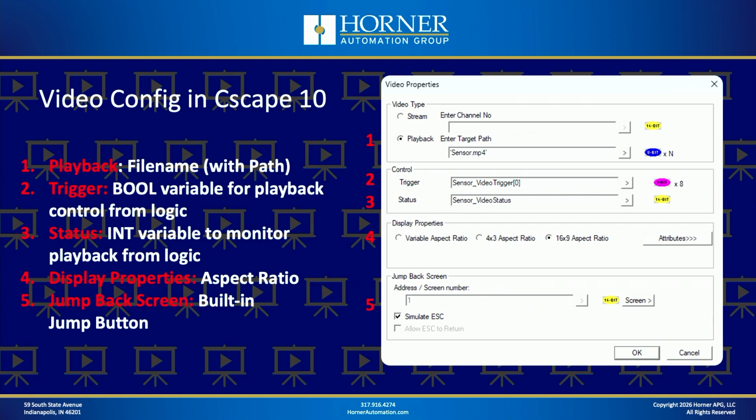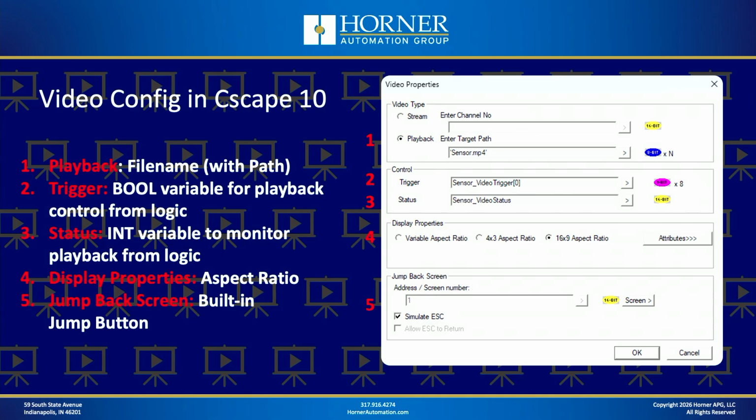Okay, so what does it take to configure the video object in Cscape? Well, this slide is a nice summary that tells you what's involved, and we're going to go through this in a little bit of detail when we do the Cscape demo here in a minute. But basically, you're going to select Playback to play a video instead of Stream, because remember, you can also stream live video from a USB camera with Canvas. That's another capability it has.